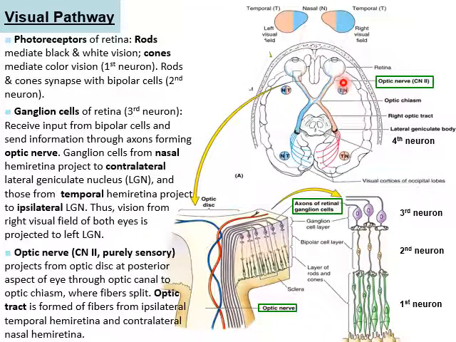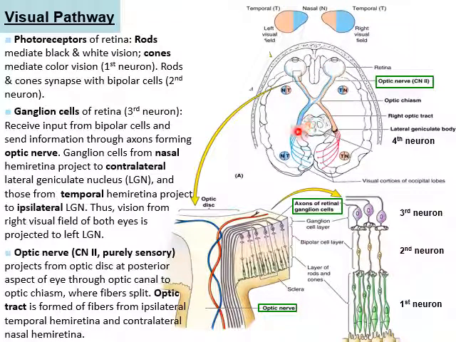If you follow the colors, you will be able to know that the blue color here coming from the nasal hemiretina is crossing to the opposite side to meet with this blue color from the temporal hemiretina, and then together they make the optic tract. So the optic tract is carrying what is seen at the opposite side. The left optic tract is carrying what's seen at the right half of the visual field of the right eye and the right half of the visual field of the left eye.